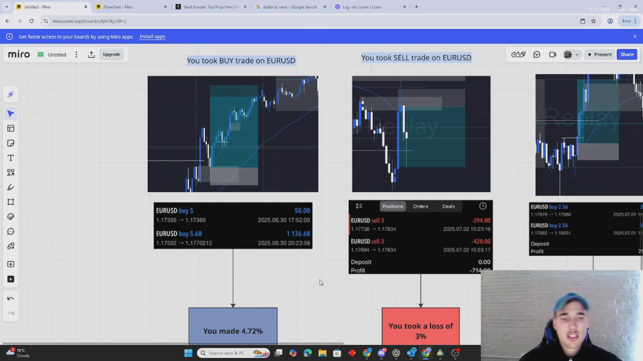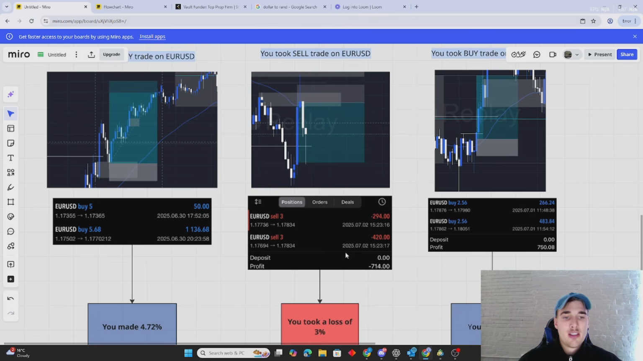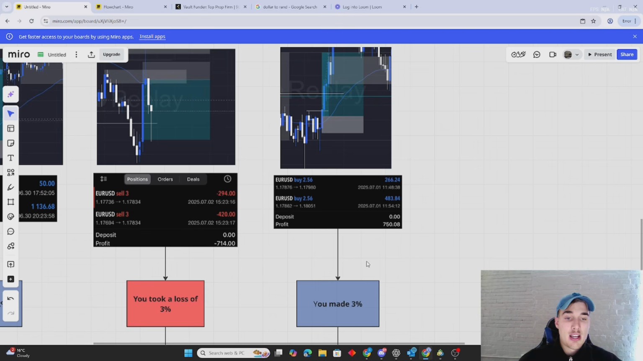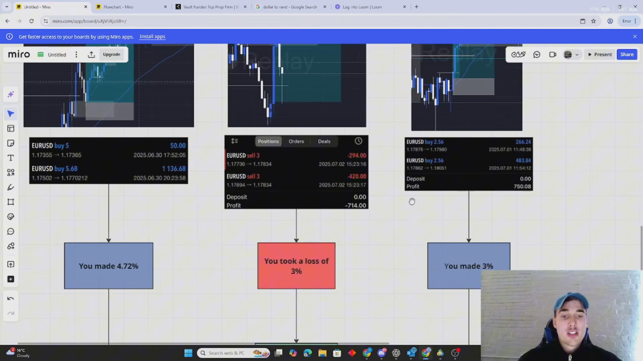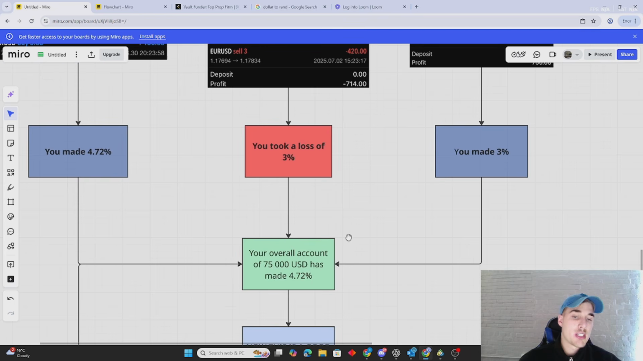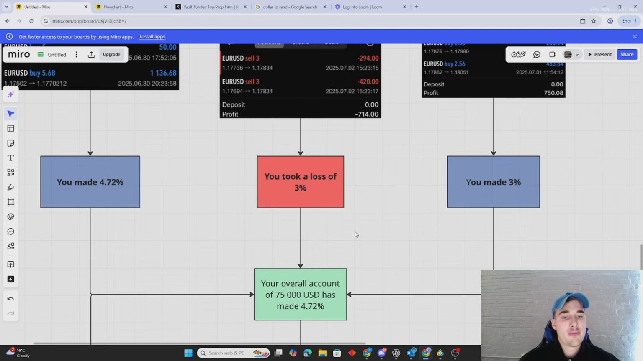But here's a sell on Euro USD. We're down 3%. Then on the next account, we are up 3% again for $750 that we just made. Okay. So that means overall, we're up 4.72% on the account. So that's still good. Over all of your accounts, you're still up 4.72%. That's a beautiful thing about splitting up your risk.